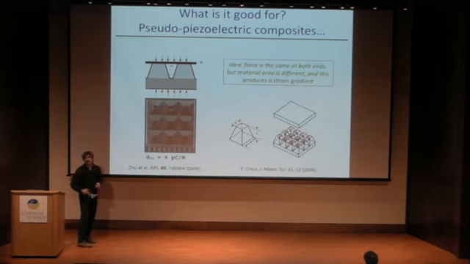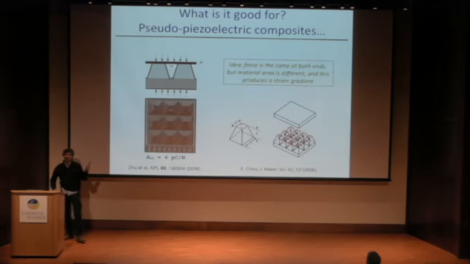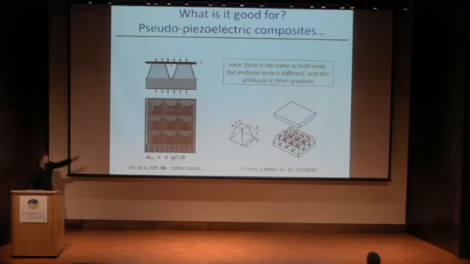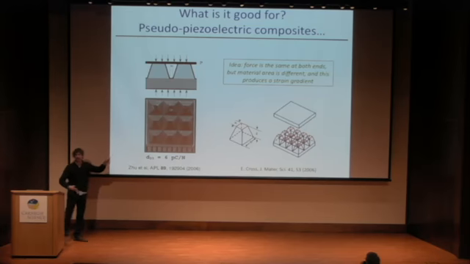The first idea is of course to use it as a substitute for piezoelectricity. The idea is simply to take a non-piezoelectric material, and instead of making it a cube, you make a pyramid that breaks inversion symmetry by shape. This produces a strain gradient when you compress it, and so an effective piezoelectric coefficient of this composite, which is mediated by flexoelectricity.